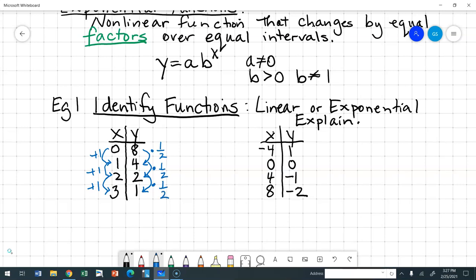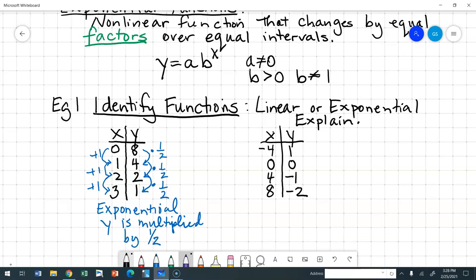1/2. This is exponential, and it is exponential because y is being multiplied by 1/2. So there is a factor that is multiplying, and so the definition of an exponential function is that the changes are equal factors over equal intervals.